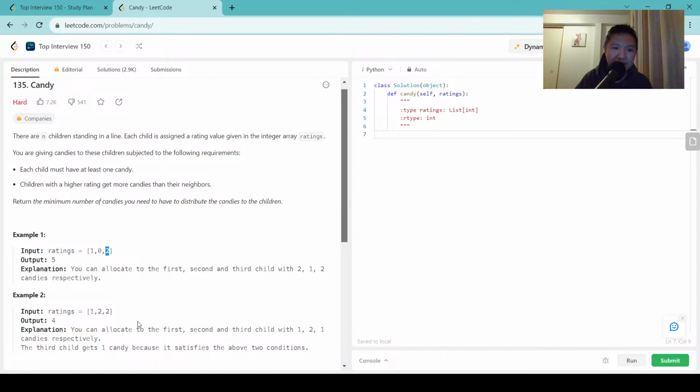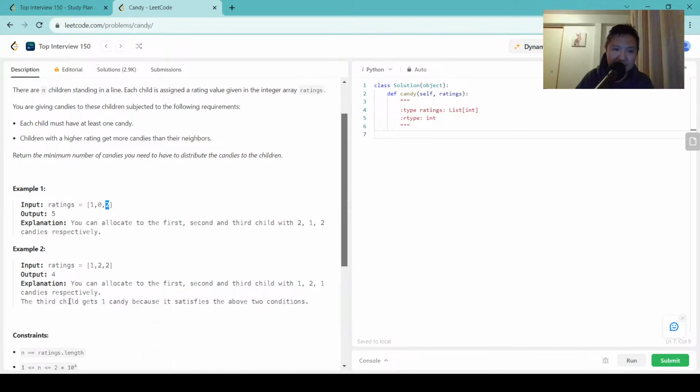Okay, so let's look at a second example. The second example is more interesting. You can give 1 candy to this child. You have to give this child 2 candies because he or she has a higher rating than this person. So they need at least 1 candy more than this person. So 2 candies, that's the minimum. And then this person actually only needs 1 candy because they are not higher rated than their neighbors. They only have 1 neighbor to the left, and they are equal. So they are actually allowed to have fewer candies than their neighbor to the left.